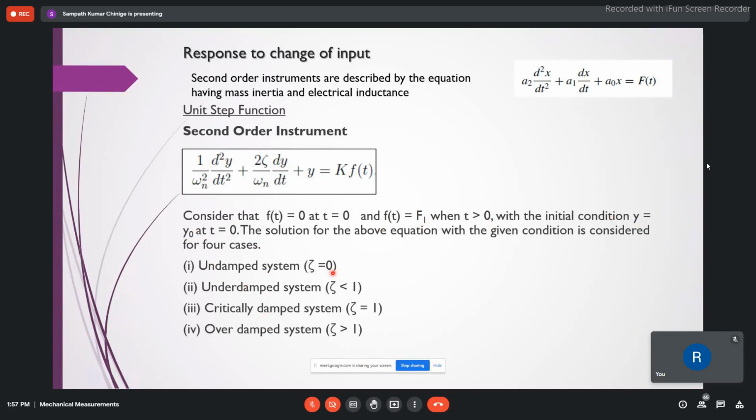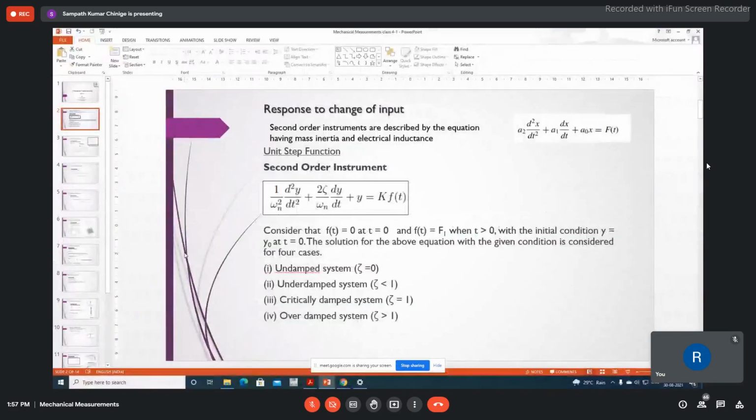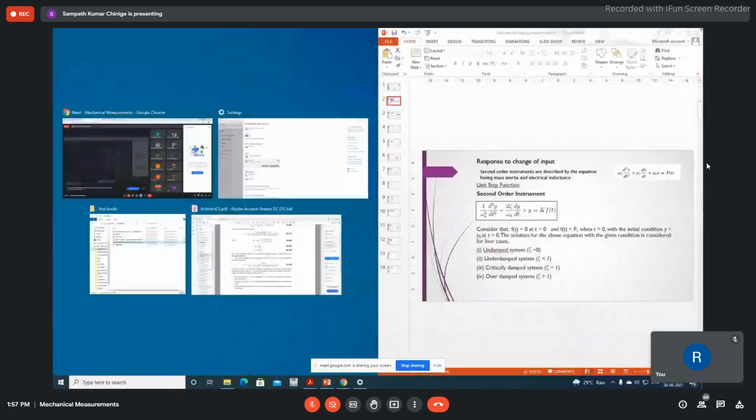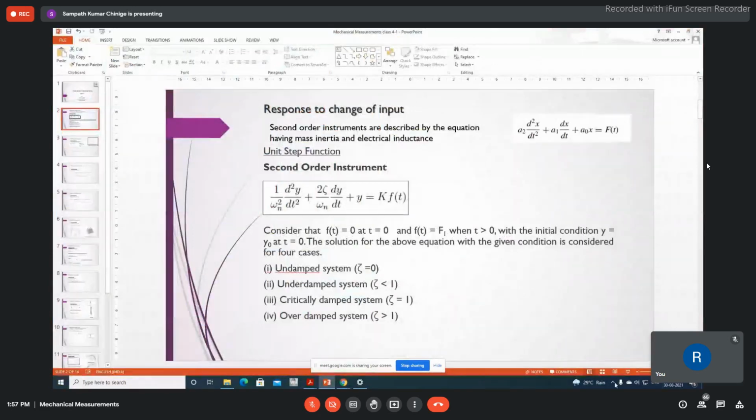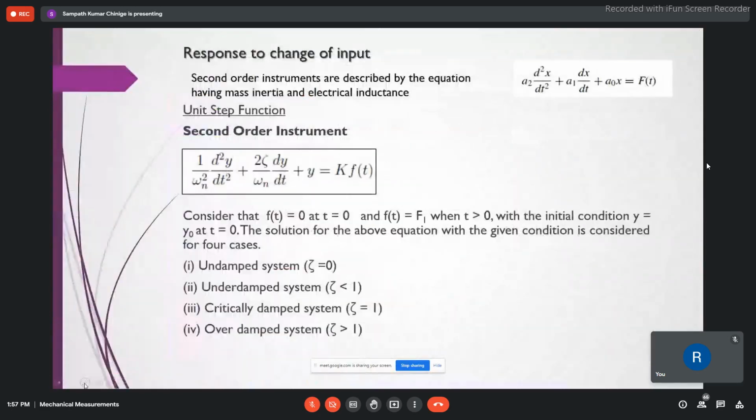So if the critical damping coefficient is equal to 0, that means it is basically an undamped system. Okay, so that means there is no damping system. So for this, we have one solution.